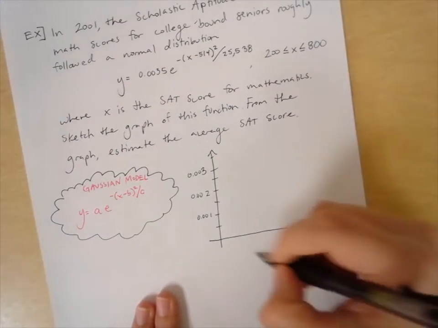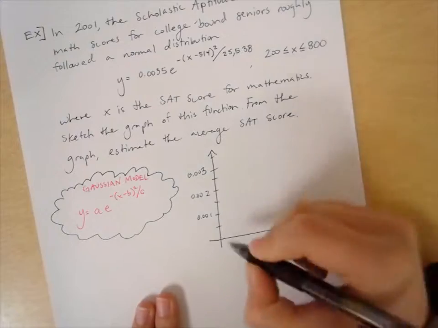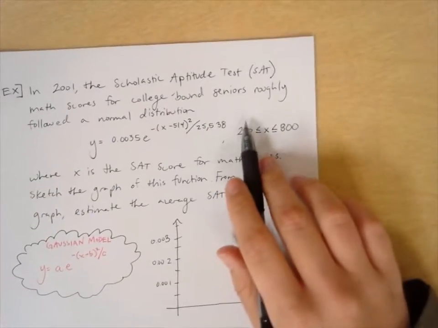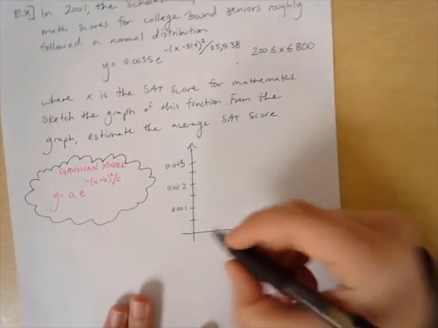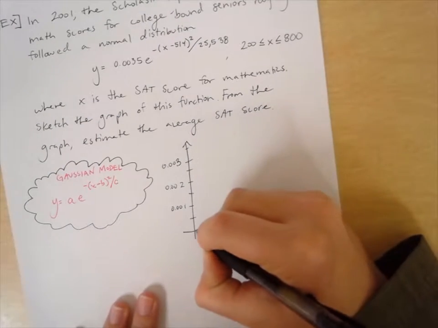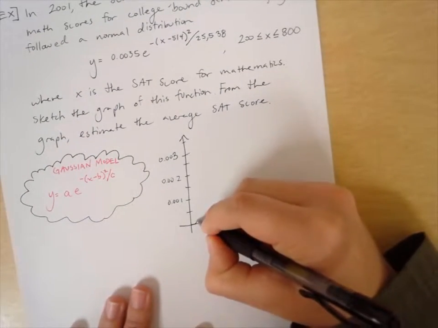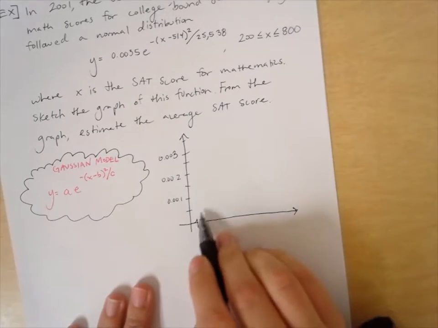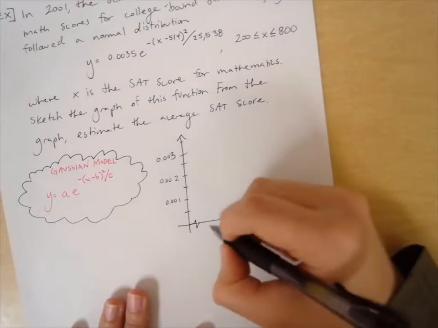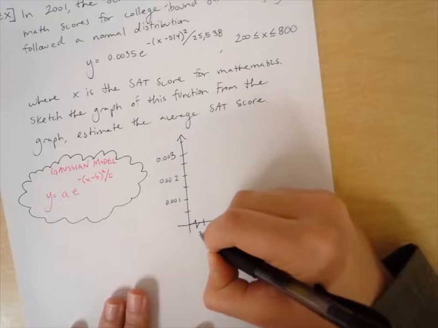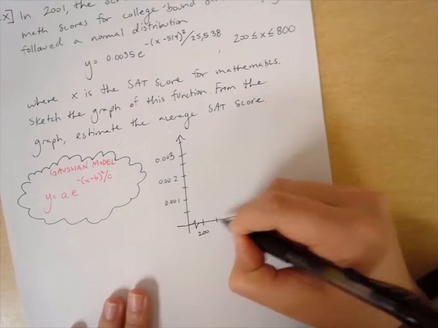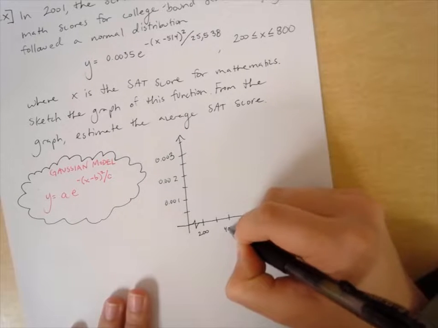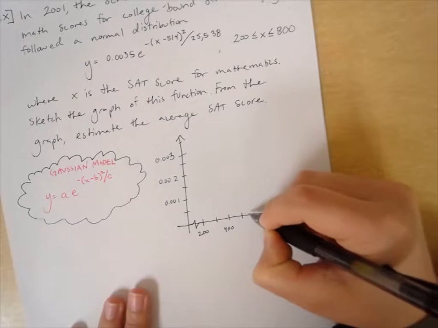Okay. And we're going to do a little break in our x values because we're really interested from 200 to 800. So I'm not going to start at 1 and go to 200. That would be kind of silly. I'm going to do that little break. It looks like this, kind of like a little lightning bolt type thing. And then I'm going to start my values at 200. And we'll just count by hundreds.